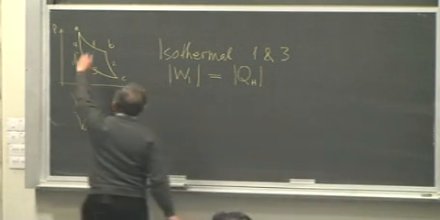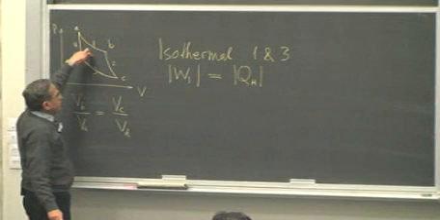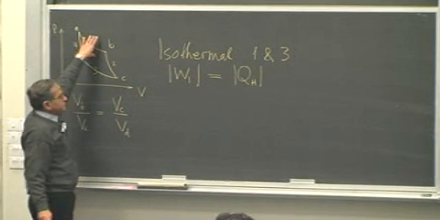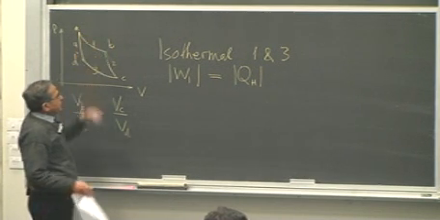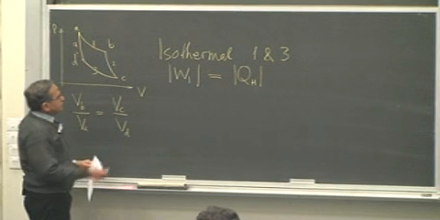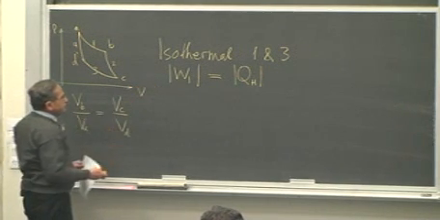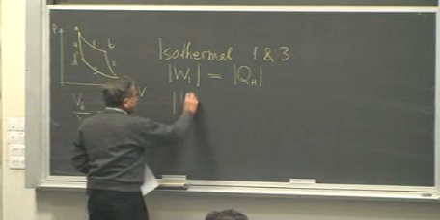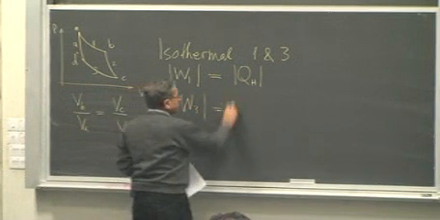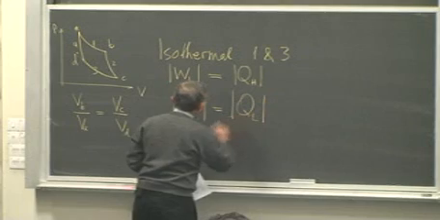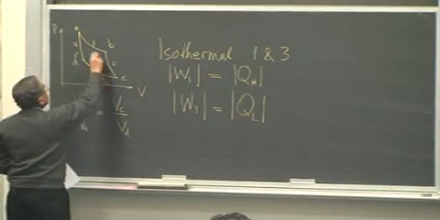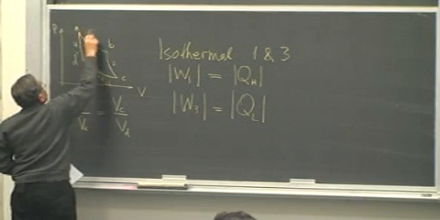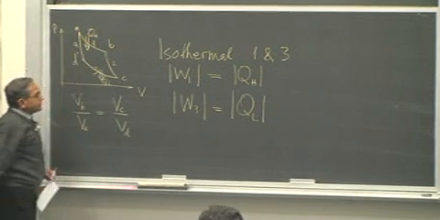Some heat came in from here and some work was done on the system. And this is written this way. Similarly, W3 was the same as QL. There was heat QL going out here, and there was heat QL being given to the system.